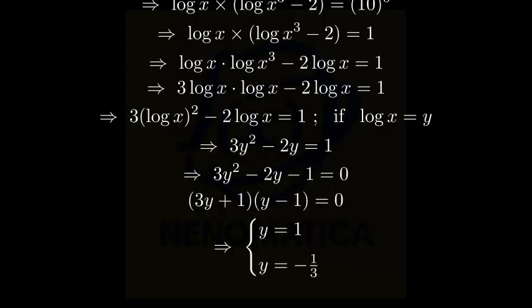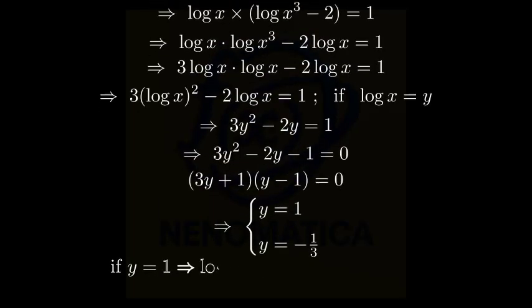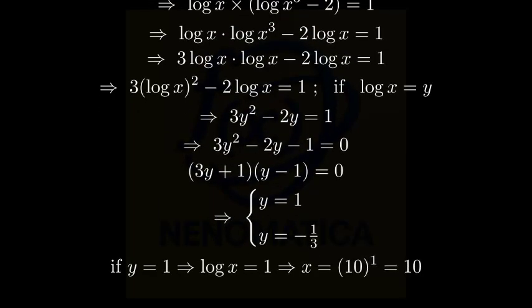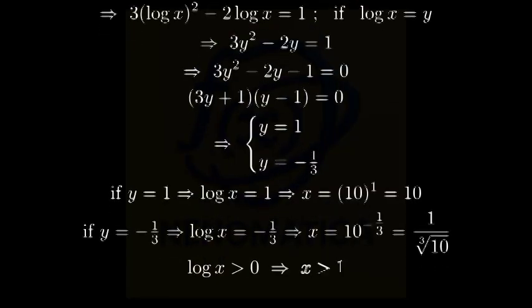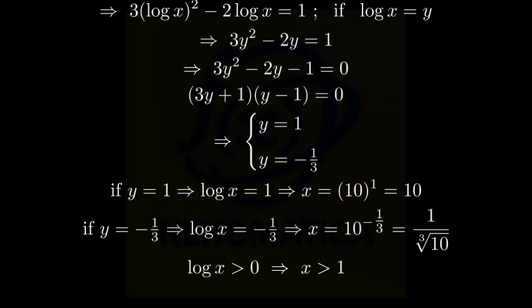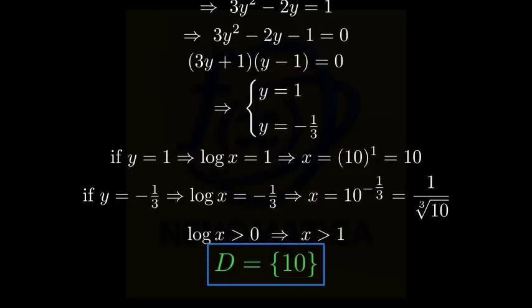Step 11. Back substitute y equals 1. Then log x equals 1. So x equals 10 to the first, which is 10. Step 12. Back substitute y equals negative 1/3. Then log x equals negative 1/3. Hence x equals 10 to the negative 1/3, which is 1 over the cube root of 10. Step 13. Check against the domain requirement. We needed log x greater than 0, or x greater than 1. The value 1 over cube root of 10 is less than 1, so it is extraneous. Therefore, the solution set is D equals the set containing 10.